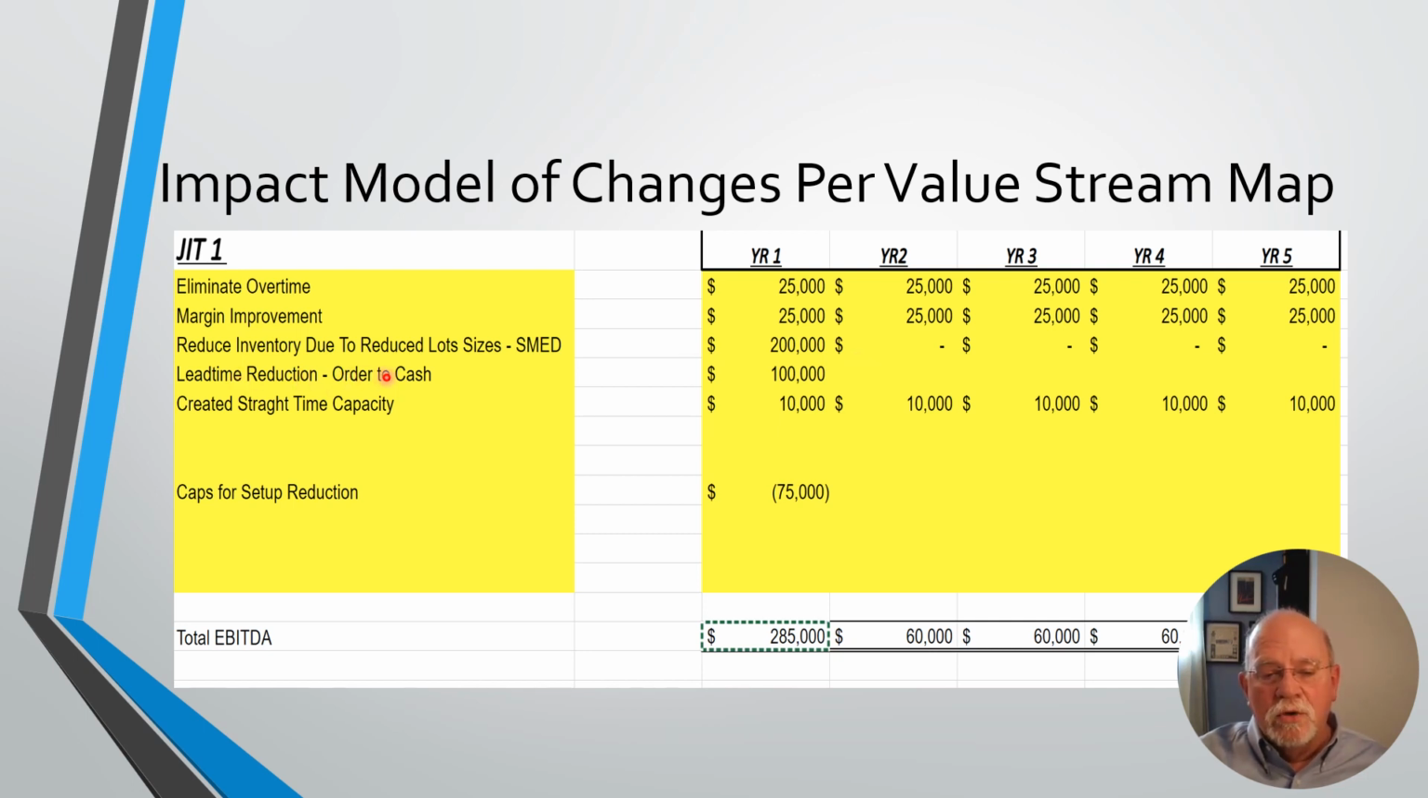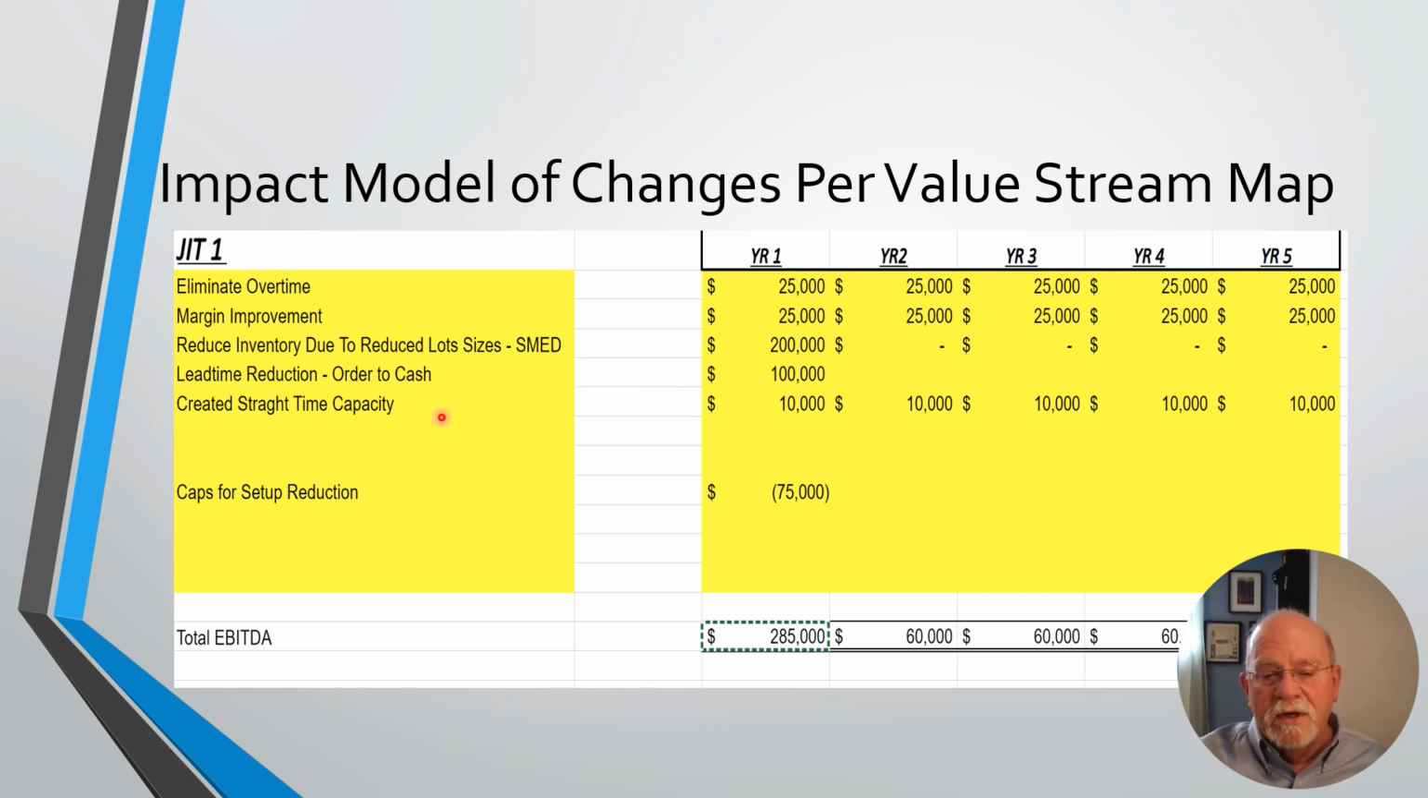Lead time reduction, order to cash. This is where we took a lead time from 25 days to 5 days. And by building the right product in the right sequence, shipping it right away, we get paid quicker, and we're estimating a $100,000 improvement in cash flow for that.